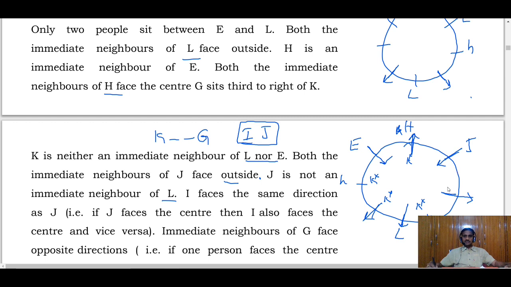Since J is here, where should K be? K cannot be here, hence K must be here. If K is here, G sits third to the right of K, so G is here. E, H, J, K, L and G are the persons placed. Now two remain. I faces the same direction as J. J is towards the center, so I cannot be anywhere else, hence I must be here. Then L, G, I, E, H, J, K, and who is the person left out? F is the person left out. K is an immediate neighbor of L and E.